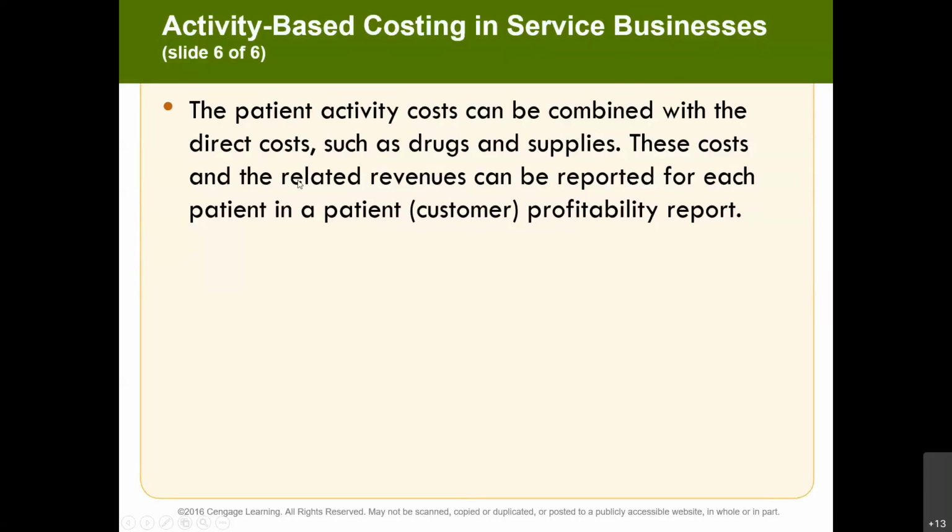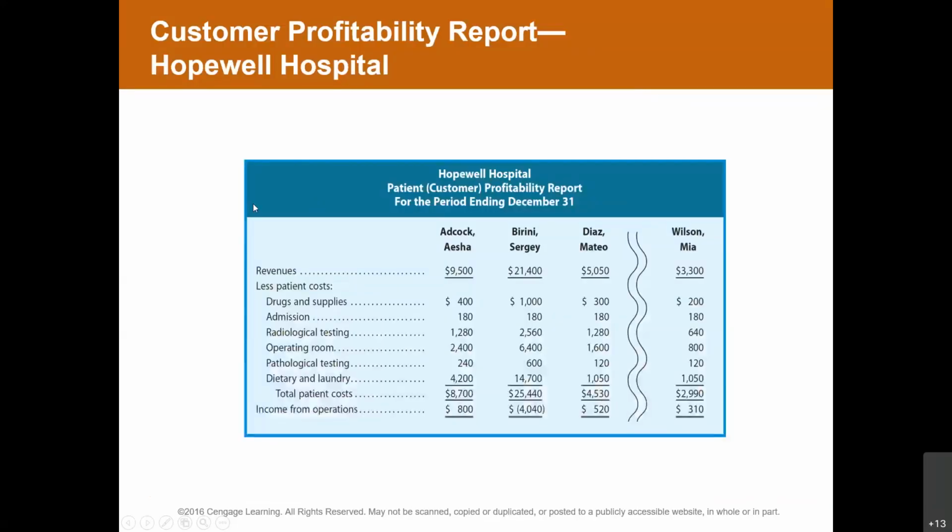And so the patient activity costs can be combined with the direct costs such as drugs and supplies. These costs and the related revenues can be reported for each patient in a profitability report. So a profitability report would look something like this. Here you have your respective patients. Let's look at our patient, okay? We billed their insurance $3,300. For the patient costs, we had drugs and supplies of $200. The admission was $180.